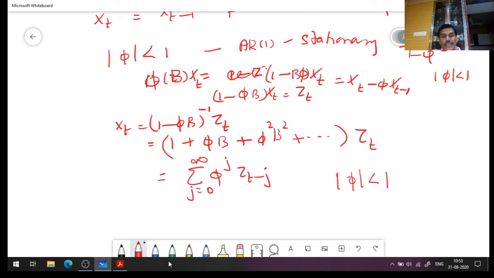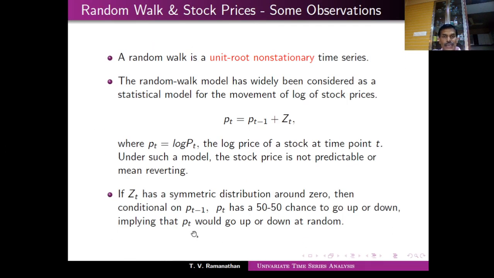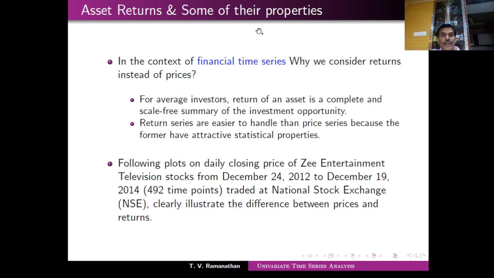So essentially, what we are trying to say here is that a random walk is basically a boundary case of an AR(1) process, a boundary case where it becomes non-stationary. That's what happened in this particular case. So this has a lot of application in financial series.